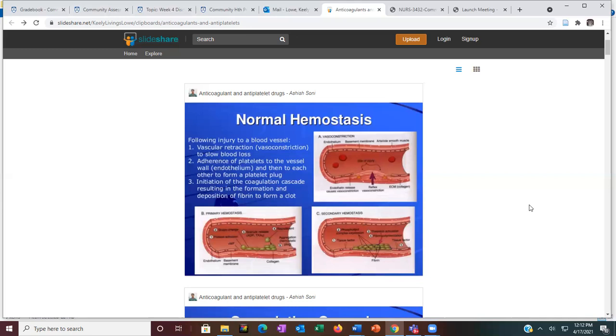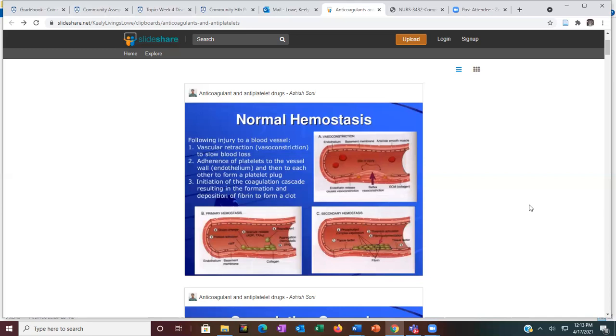So why would we need to give patients antiplatelets or anticoagulants if our body is normally repairing itself from injury? Well, I want you to think about patients who have narrowed, very small arteries, arteries that may be damaged from things like atherosclerosis, so very small, hardened, narrow arteries that can happen due to hypertension and high cholesterol.